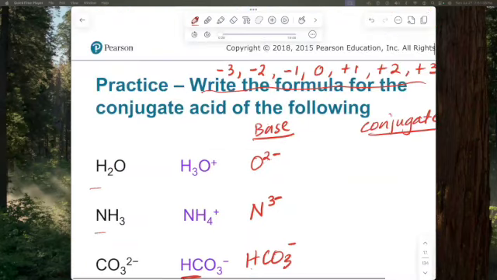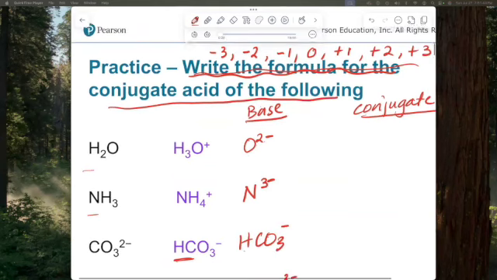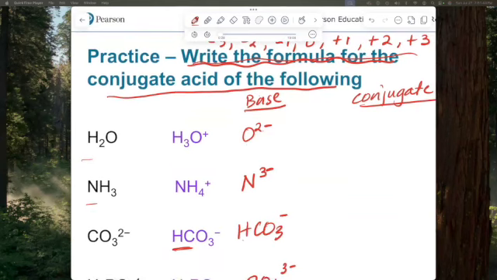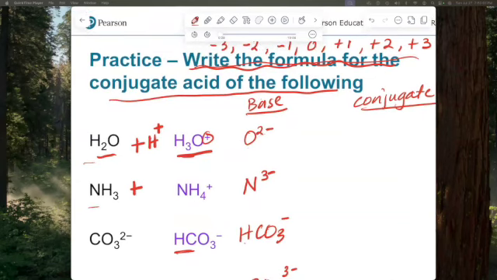In this problem here, we're told it's practice. Write the formula for the conjugate acid of the following. This one here has answers, that's okay. You can see right here, from here to here, you added an H, and then there's an extra positive, because you're trying to create a conjugate acid. That's the product. This is a conjugate acid, implying that the original one here was a base.